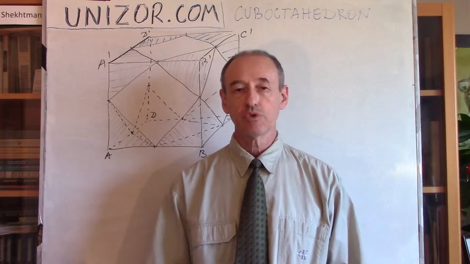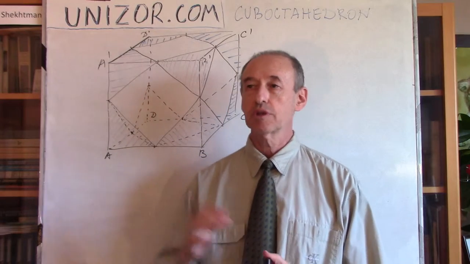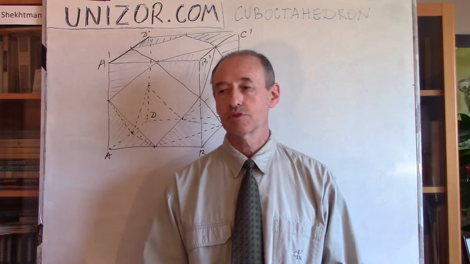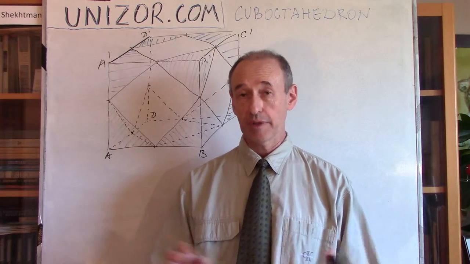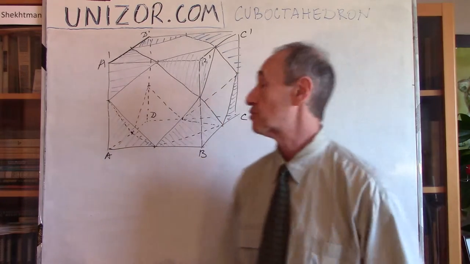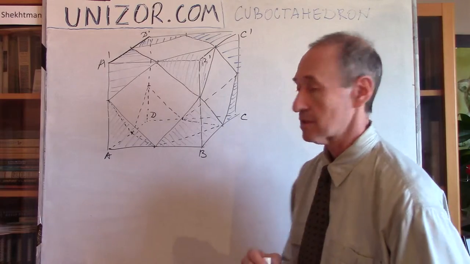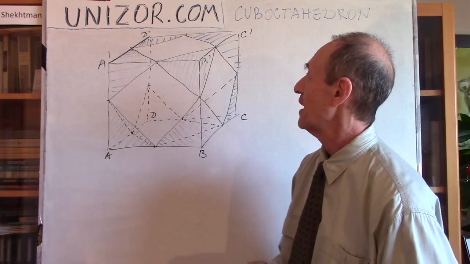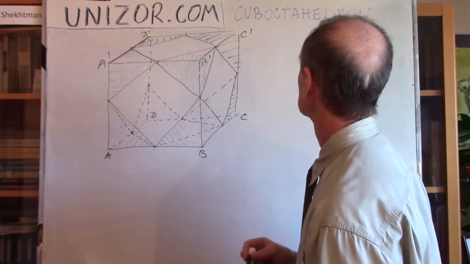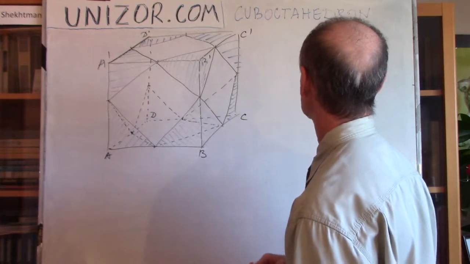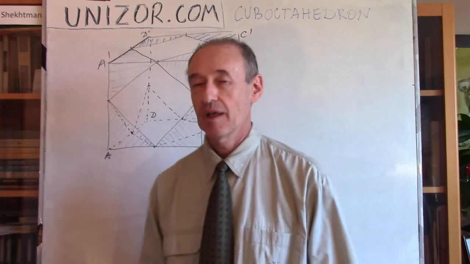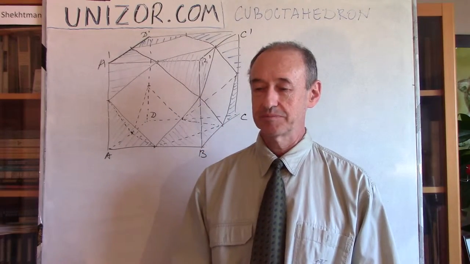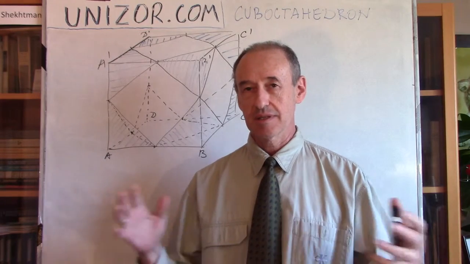I would like to continue talking about pyramids, and in this particular case, I would apply our knowledge about pyramids to determining the volume of a very complicated figure. I was trying to draw it before starting the lecture with my very limited artistic abilities. Anyway, this figure is called a cuboctahedron, and I will explain what it is later on. So, what exactly is this all about?